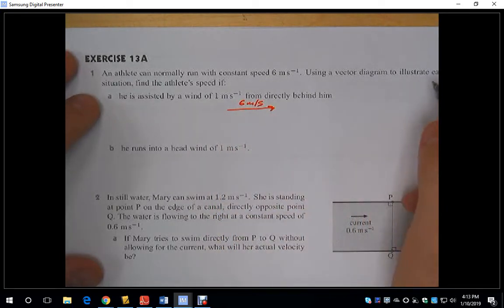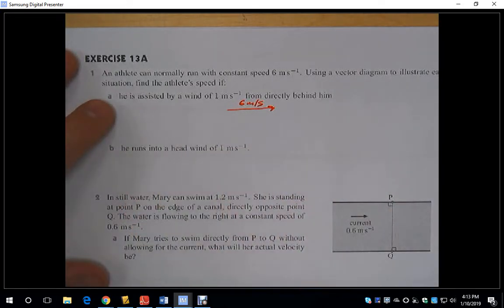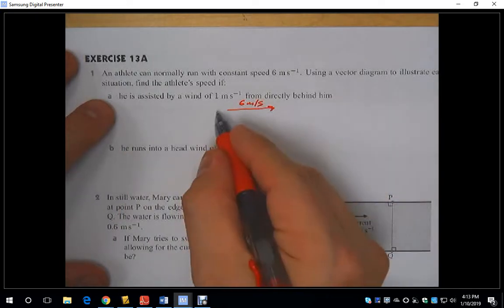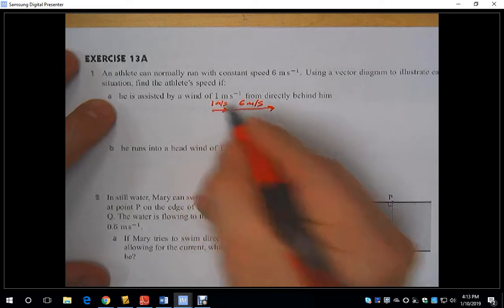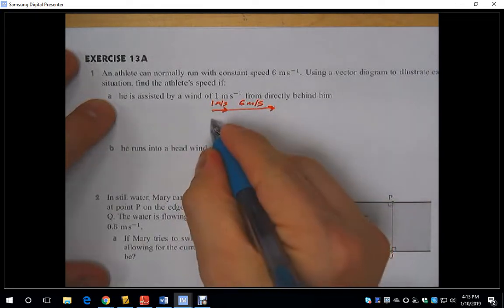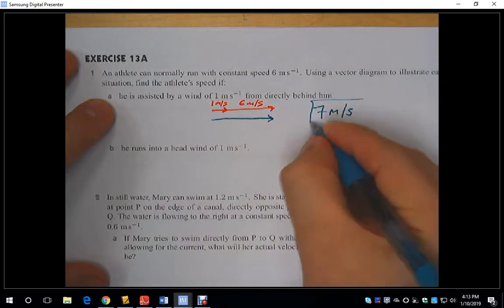Using a vector diagram to illustrate each situation, I want to find the athlete's speed if he is assisted by a wind of 1 meter per second. So he's being assisted by a wind from his back of 1 meter per second. So his resultant vector then is going to be 7 meters per second.